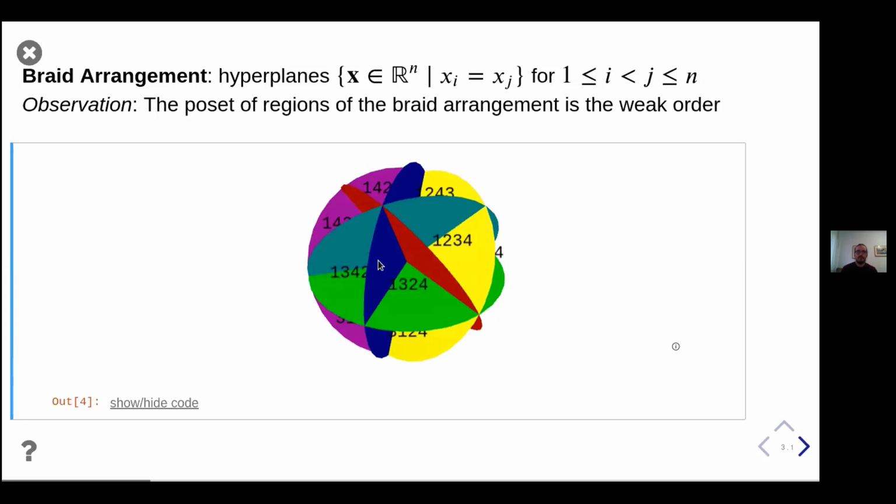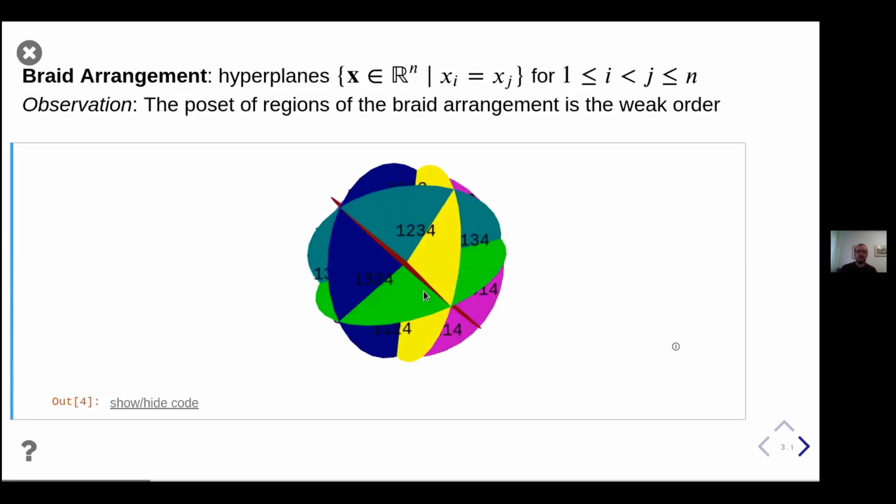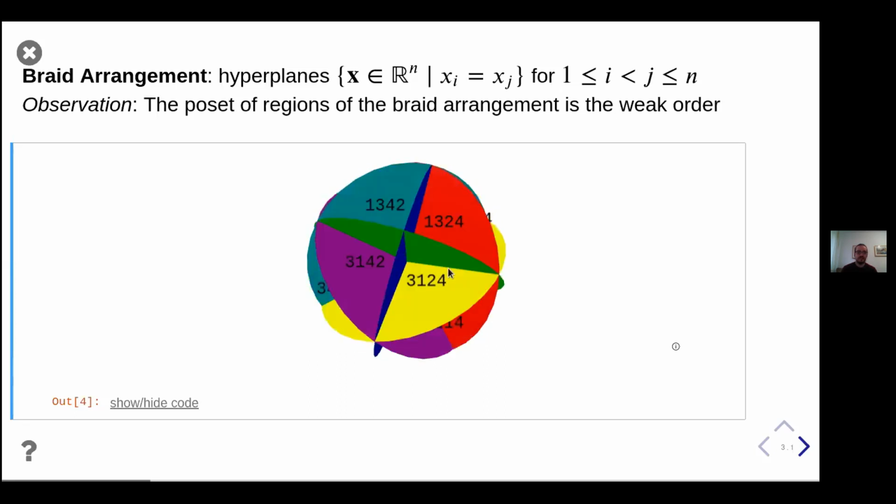In the special case of the Braid arrangement, we can describe the regions by the order of the coordinates of all of their points. So for example, here, first comes before the third, comes before the second, comes before the fourth. And this is how we can label the regions of the Braid arrangement. But we can just label regions of any arbitrary arrangement.